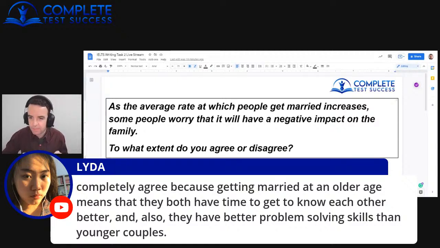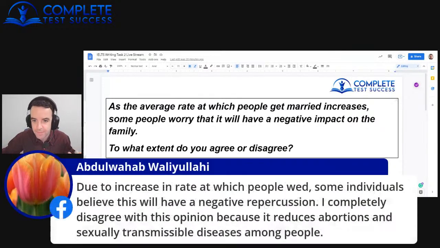I completely agree because getting married at an older age means they both have time to get to know each other better. So you mean they will know each other better before getting married? You need to make that clear. And also they have better problem solving skills than younger couples. Good. So Dominic, that's possibly the skill you were referring to, but just having one specific skill rather than talking about just skills in a general way.